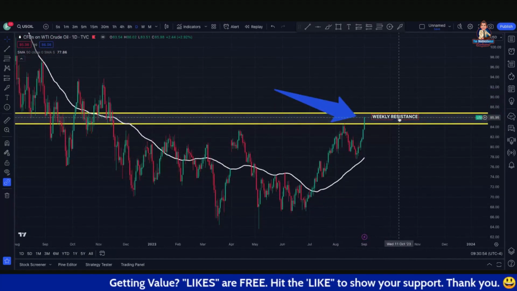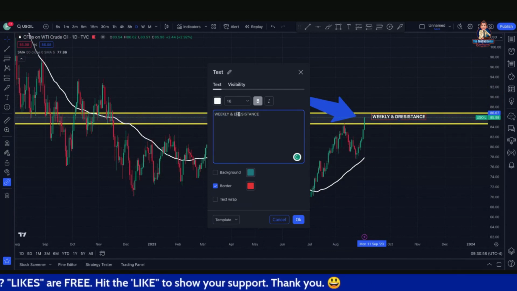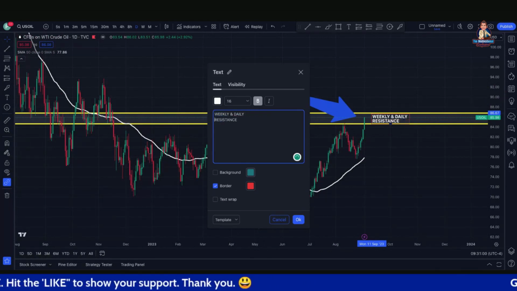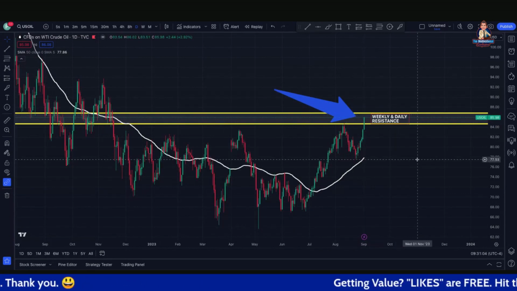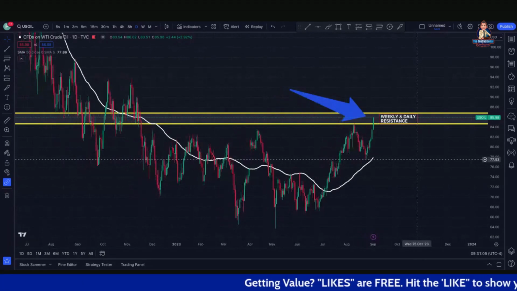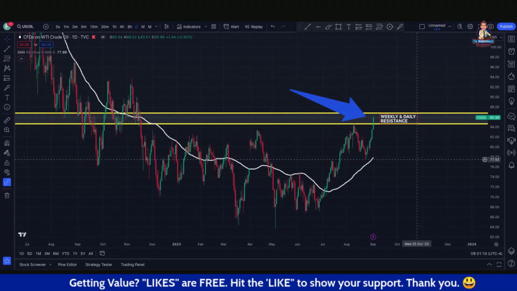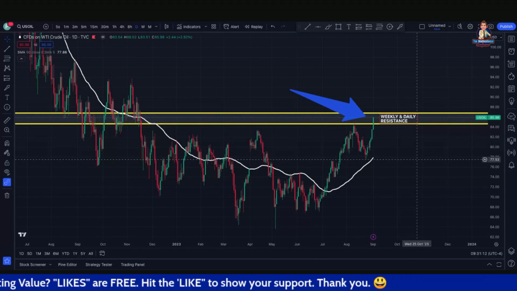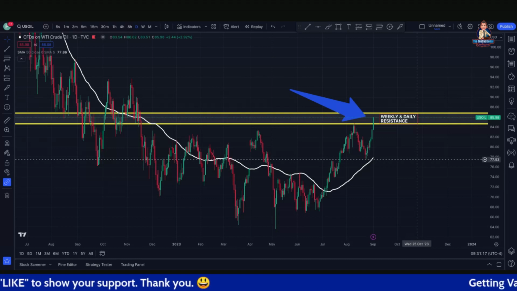So I'm also going to change this, and this is going to be weekly and daily resistance. So now we have two areas that we can confirm that's both daily and weekly resistance. So we need to trade off of these areas. We need to look for entries off of these areas one way or another. And that's why we're going to break down all of the different time frames.